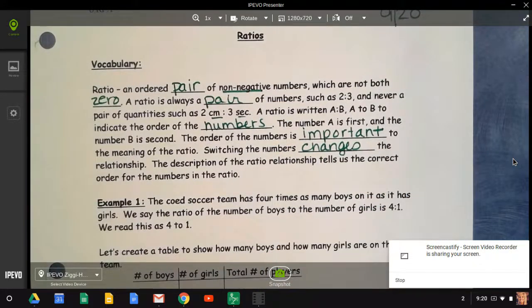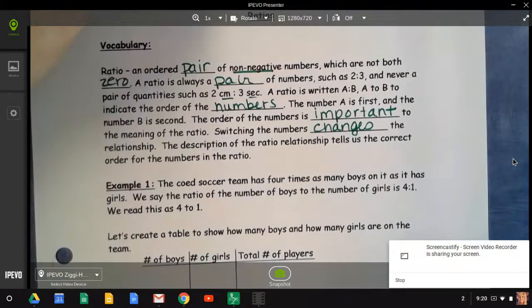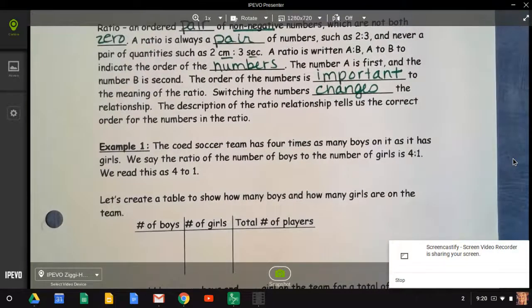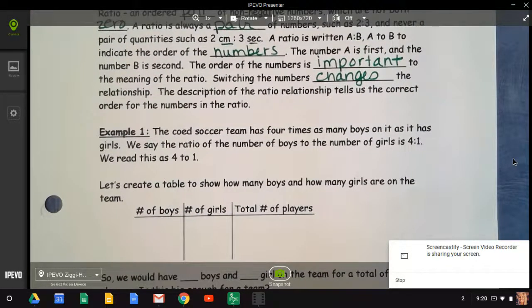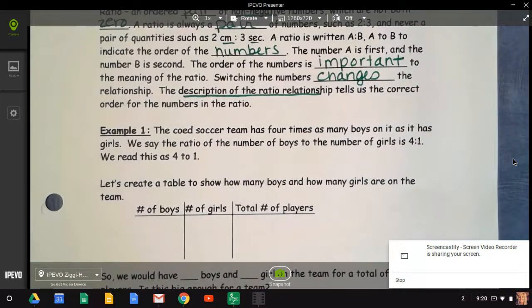And that's why yesterday when I said Mrs. Liker runs 5 miles and walks 3 miles, but then I asked how many miles do I walk to the number of miles I run, it was important to say 3 to 5 and not 5 to 3. So the description of the ratio relationship tells us the correct order for the numbers in the ratio. So it's very important that we read that description of the ratio before we go ahead and order our numbers.